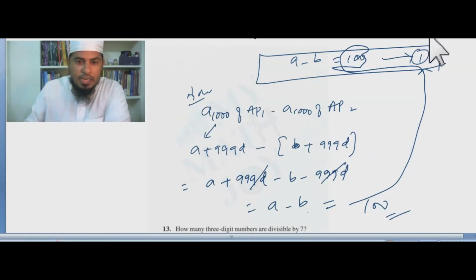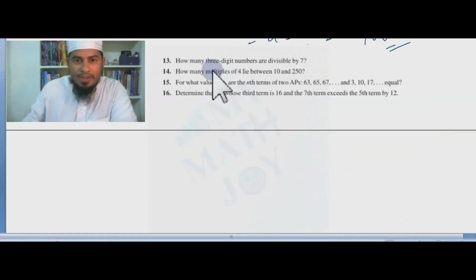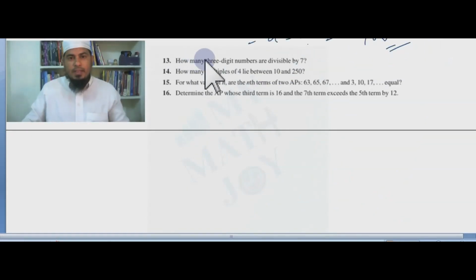Now let's proceed with the next question. Very interesting, and we have done an example of this type of problem. How many 3-digit numbers are divisible by 7? How many 3-digit numbers are there? And from there, which 3-digit numbers are divisible by 7? Write the list first. So the 13th question is very interesting.